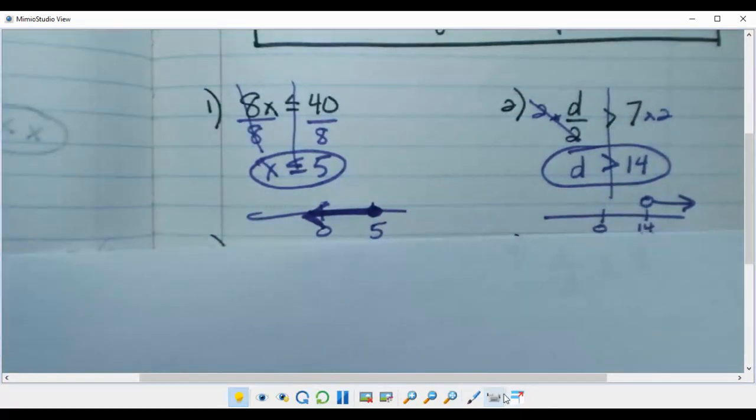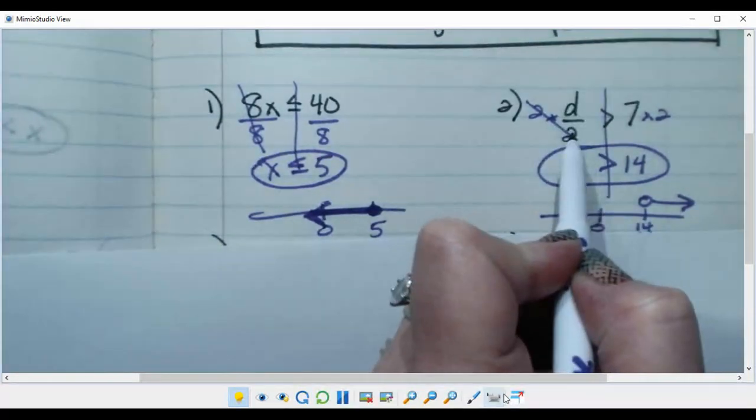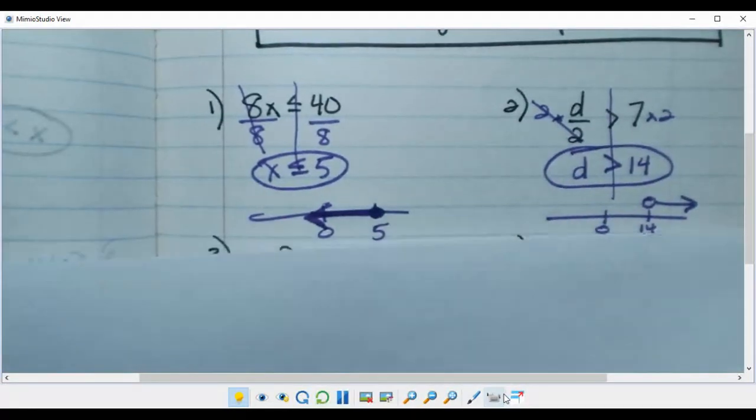Okay, now if you wanted to check, of course, you could pick a number like, I don't know, pick 100. 100 divided by 2 is 50. Yes, 50 is greater than 7. We're good. All right, now let's toss in some negatives.